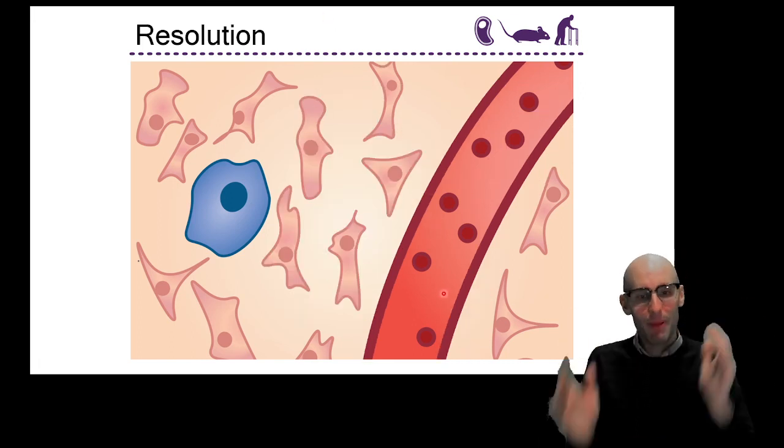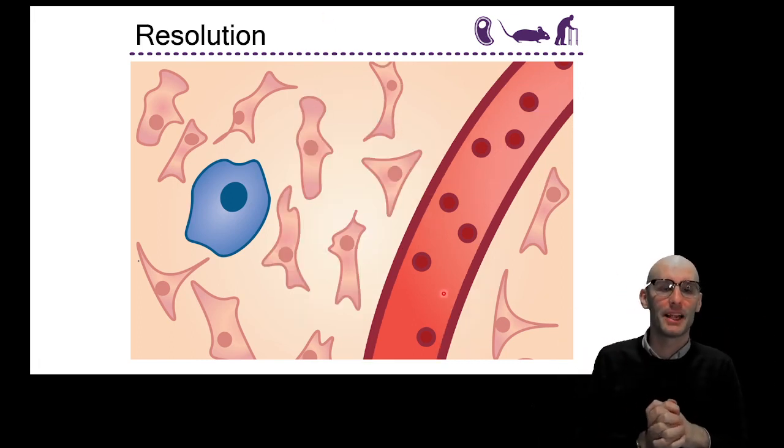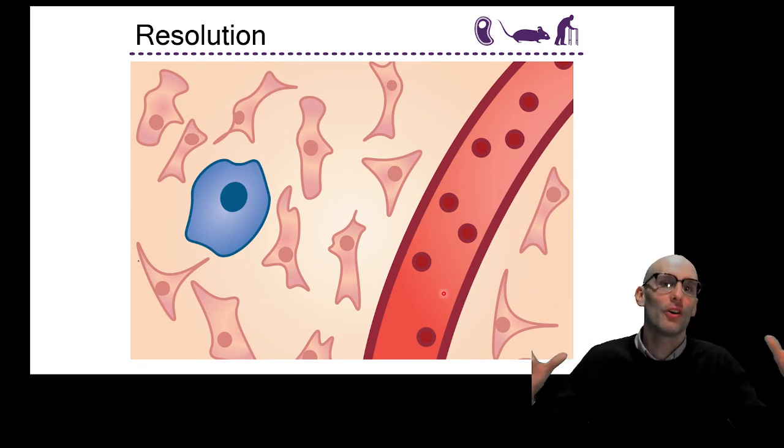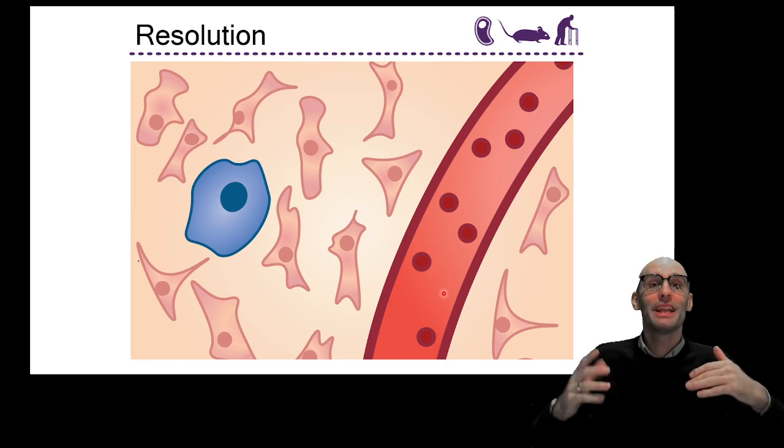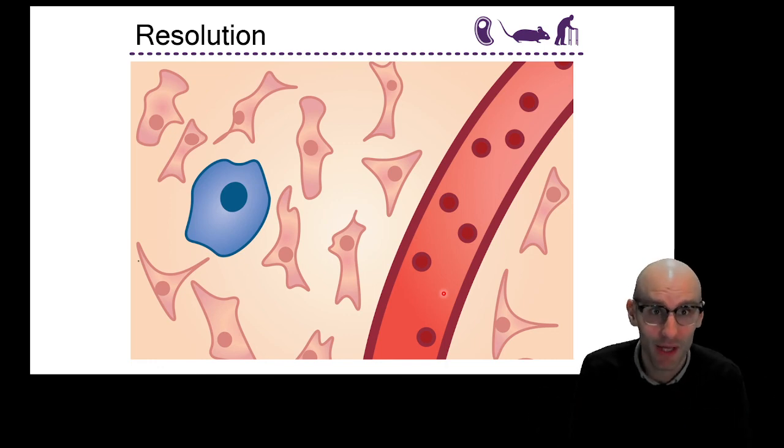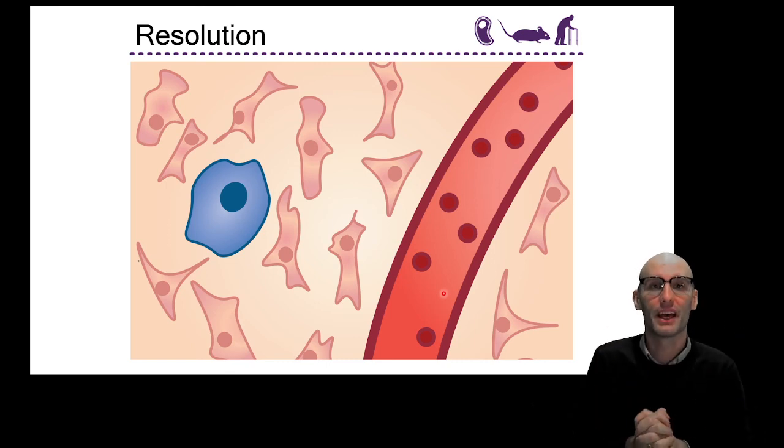But we need to get back to normal. So the final stage of inflammation is resolution. We need to turn off that inflammatory process. We need to clean up the parenchymal cells, then we need to replace the parenchymal cells and the extracellular matrix, which the parenchymal cells are sitting in, to get back to normal. So that's the final stage of inflammation: resolution, to get back to normal.